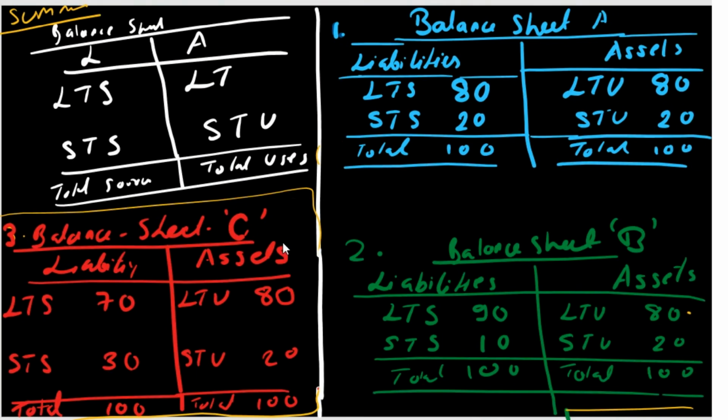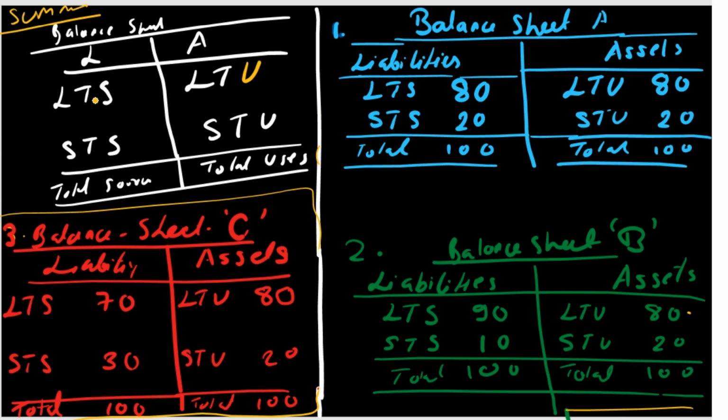So this is the summary we just mentioned. On the liabilities side, you have LTS, long-term sources, and STS, short-term sources, which make up total liabilities. On the uses side, you have LTU and STU: long-term uses, which is fixed assets, and short-term uses, like current assets. So this is the summary. Now let's look at it in detail.